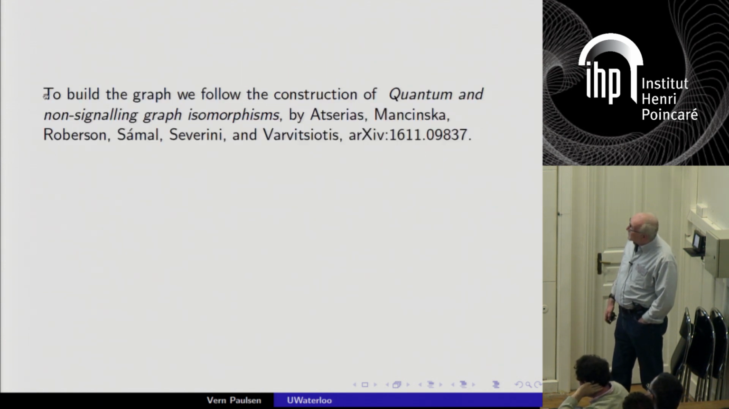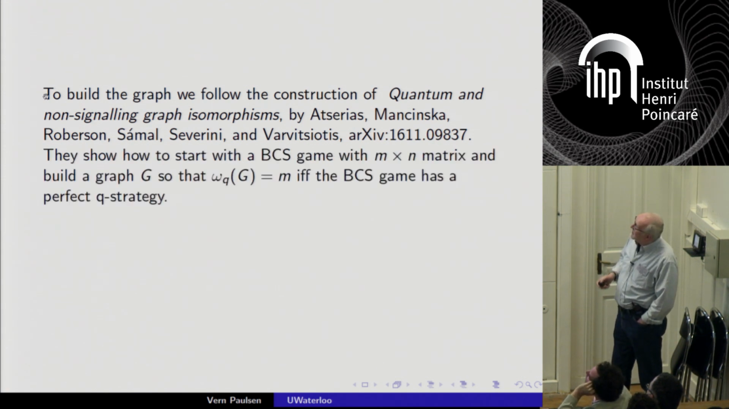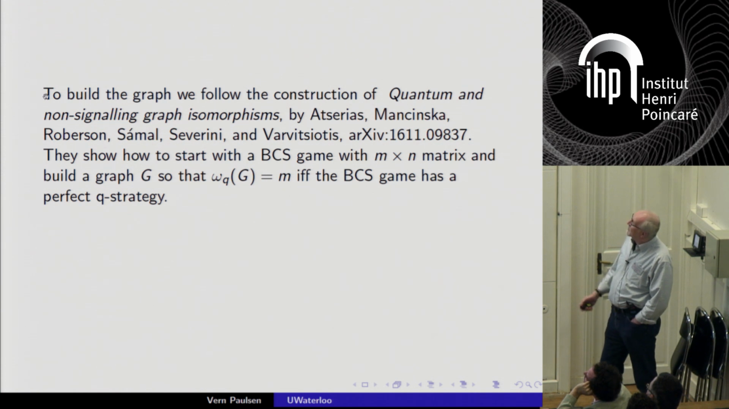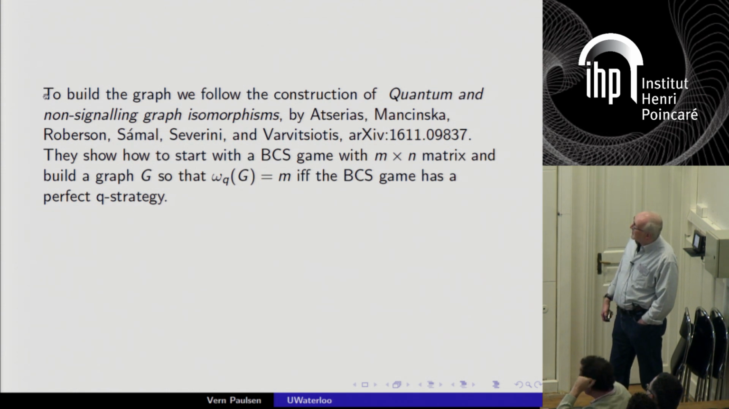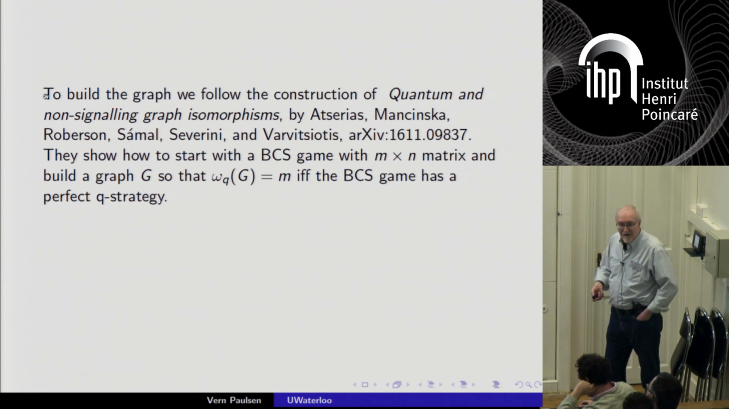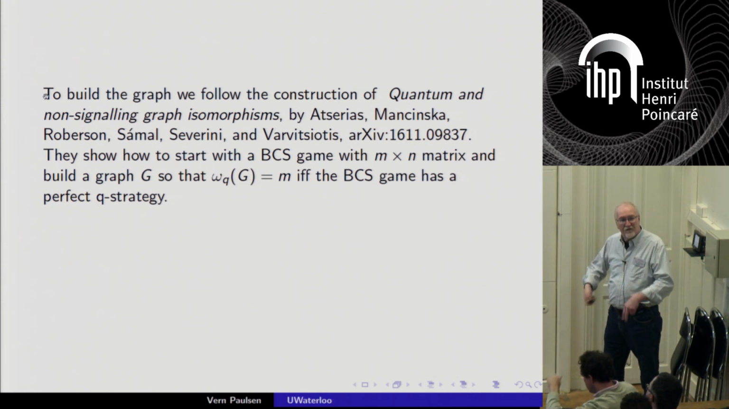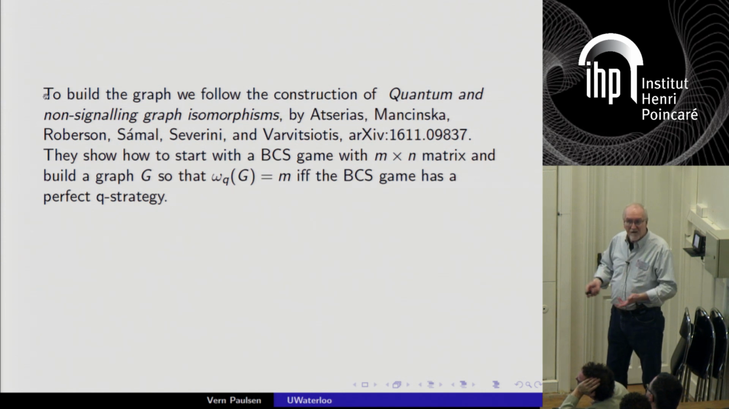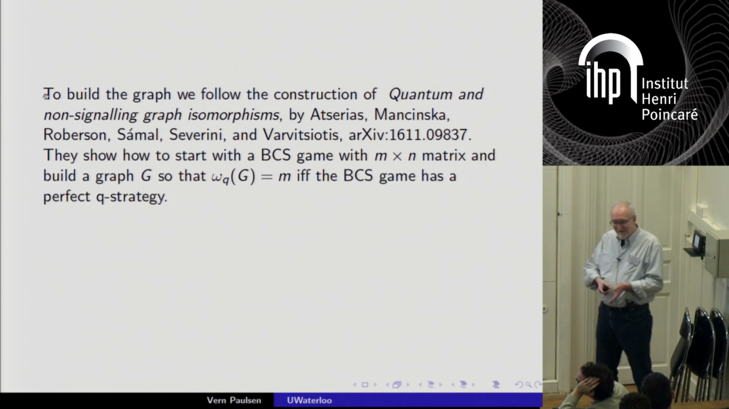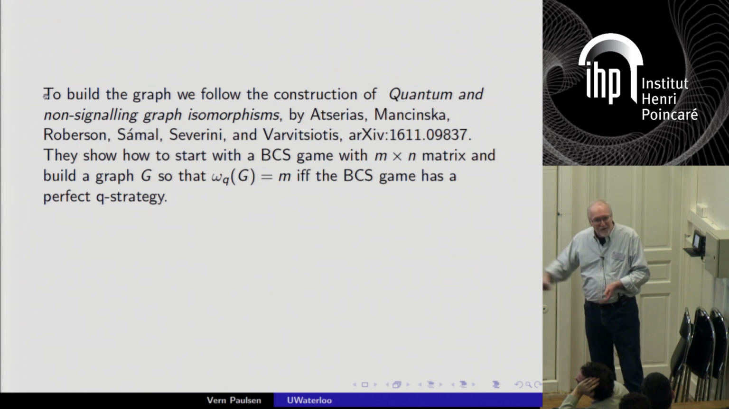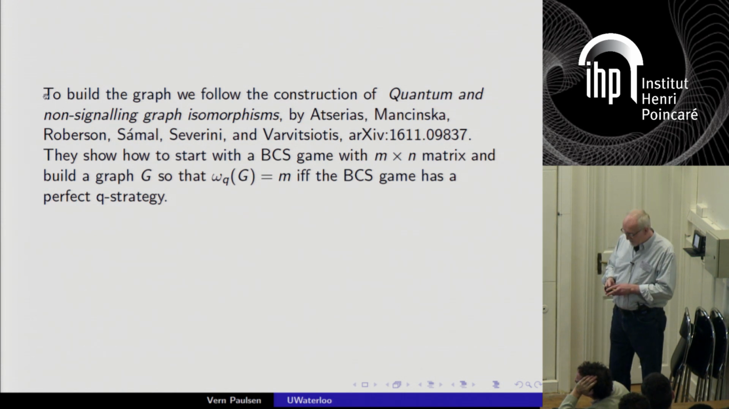To build this graph, we borrowed heavily from a paper by Atserias, Mančinska, Roberson, Šámal, Severini, and Varvitsiotis. Basically, they show how to start with a BCS game and build a corresponding graph, such that the graph has a quantum homomorphism if and only if the BCS game has a perfect Q strategy. We just needed to extend their proofs to the QA and the QC cases, which was quite easy to do. We just had to copy their proof line by line in the Q case and show it worked in these other two cases as well.